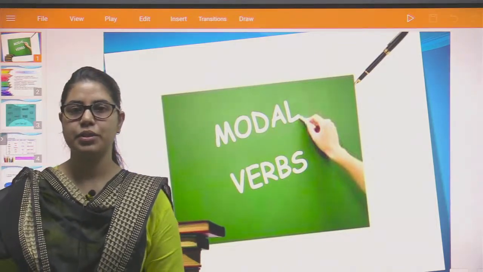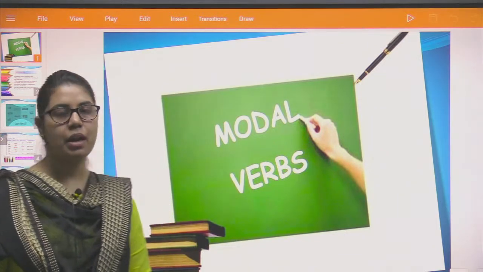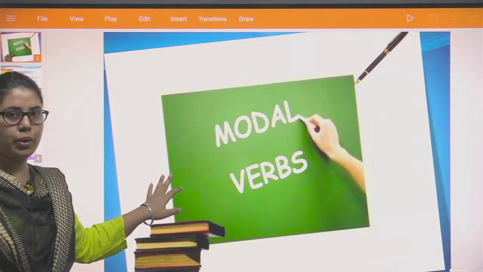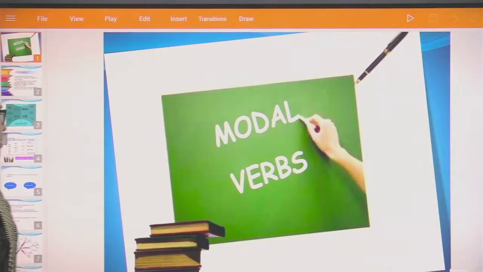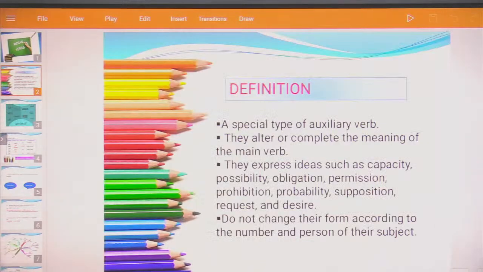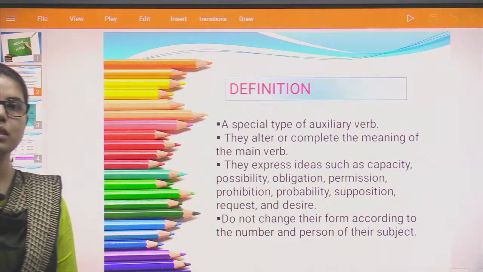So students, in today's live session, we are going to study modal verbs. Okay, so this is our today's topic. So let's start today's topic, students. Here, we'll start with the definition. First, we'll understand what modal verbs are.